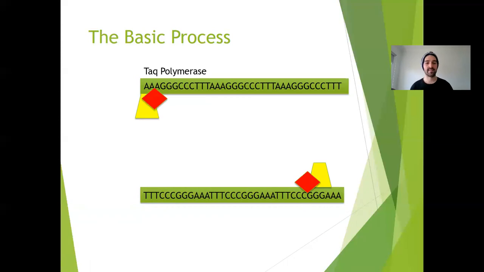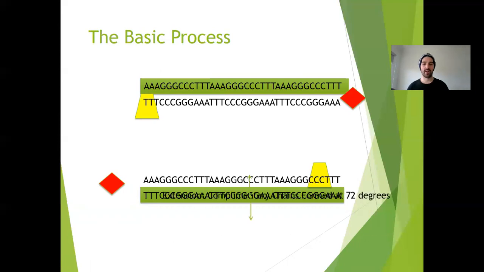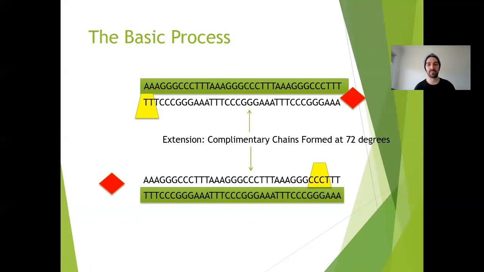And then lastly, our last stage is our extension stage. So our Taq polymerase will bind to our primers, and as you can see, it's then going to start reading along the bases. And much like RNA polymerase does, it's going to start adding complementary bases. So you can see here now we've got a complementary chain. And this process occurs at about 72 degrees as well.